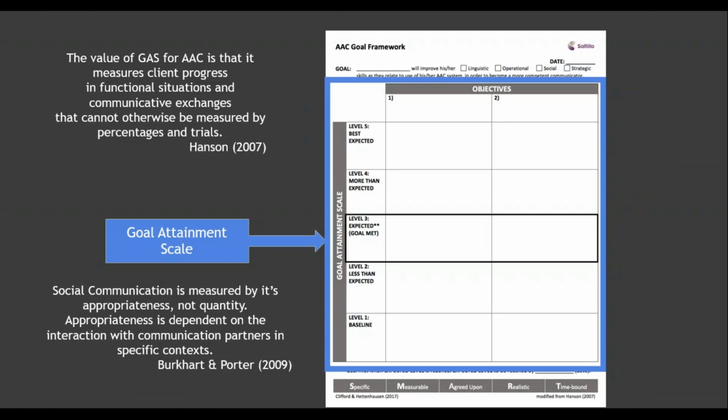One of the first things that stood out to us about the goal attainment scale was the rubric format, that it's not an all or nothing setup. It challenges the goal writer to consider each level and how progress for each skill would be best tiered. Furthermore, as Linda Burkhart and Gail Porter pointed out, often communication, and especially this is true with social communication, is measured by appropriateness and not necessarily quantity. So appropriateness is dependent on the interaction with communication partners in specific contexts.